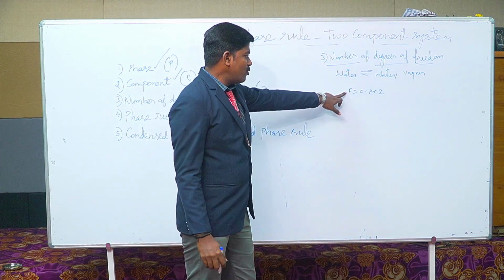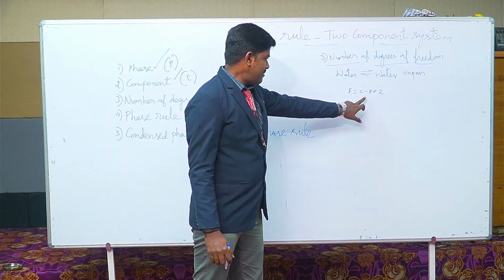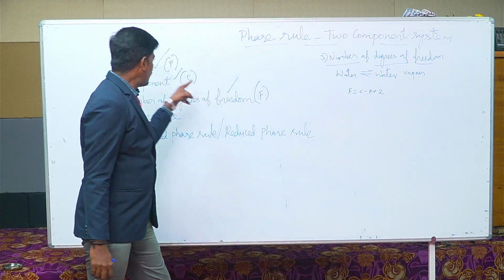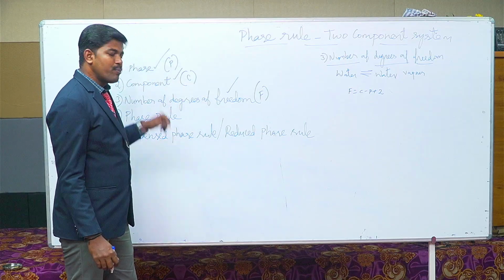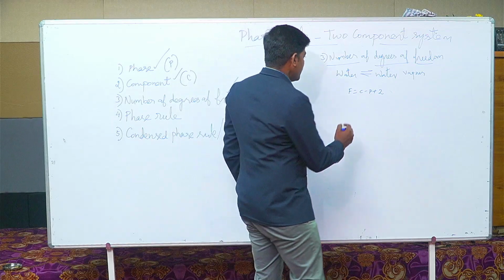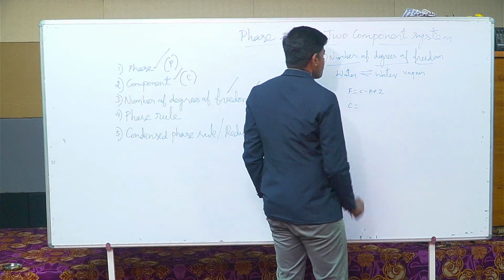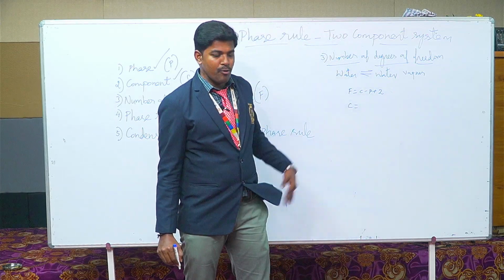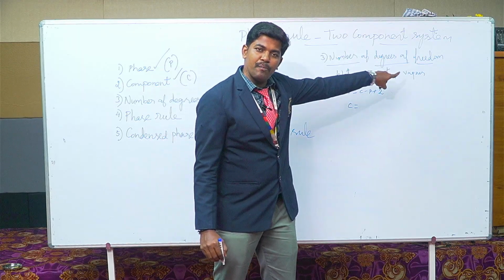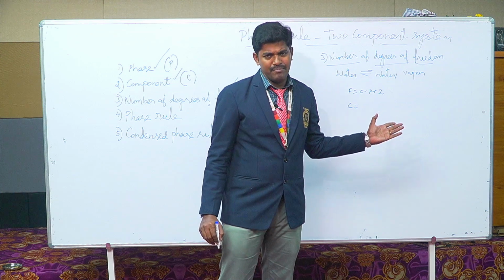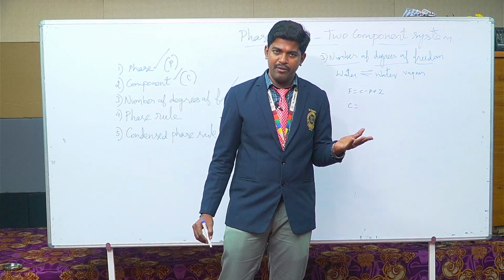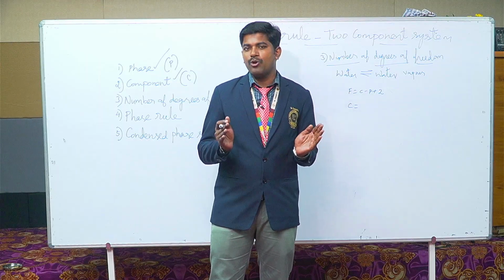We need the F value. So we should find out the value of C and the value of P. C is component. The definition of component is the minimum number of chemical constituents required to define the system. So what is the C? What is the chemical constituent? What is the molecular formula of water? The molecular formula of water is H2O. And what about the molecular formula of water vapor? Same. The molecular formula of water, of ice, of water vapor, everything will be the same. It is a one component system.